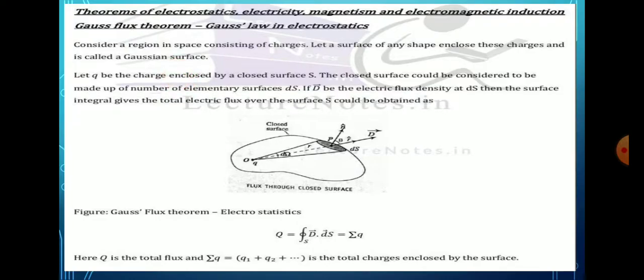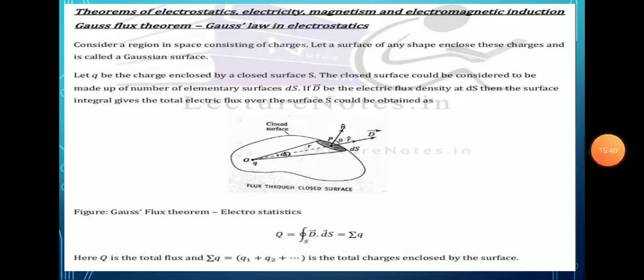According to this law, the total electric flux through a closed surface is 1 by epsilon naught times the total charge enclosed inside the closed surface. Let me read it once again. The total electrical flux throughout the closed surface is 1 by epsilon naught times the total charge enclosed inside the closed surface. This is the statement given by Gauss law.